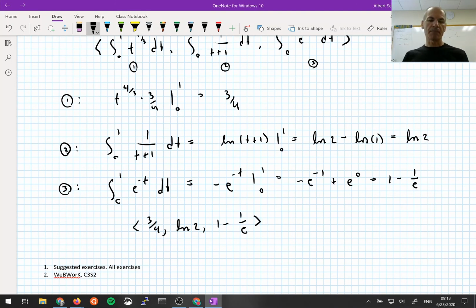Component-wise integration. For exercises, I'm recommending that you work a selection of all of the exercises from the end of this section, and when you're finished, go over to WebWork and try the assessment for Chapter 3, Section 2.